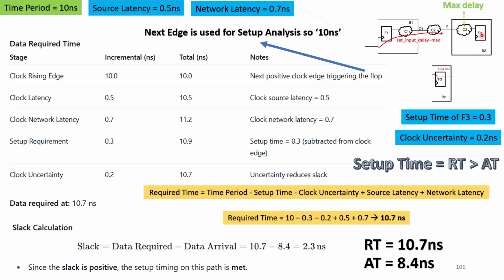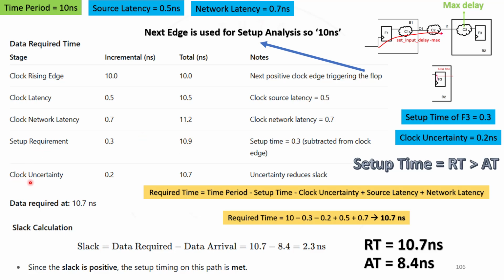Next, required time is something which is calculated at this F3. So this flip-flop F3 will have some amount of setup time. Generally, setup time is present between the clock pin and the data pin of that particular flop. Here we are taking that setup time as 0.3. This value should be subtracted from the total time that we got. So 11.2 minus 0.3 will give 10.9. So that's what I mentioned here: setup time is 0.3, which is subtracted from the clock edge. So till now we got this value.